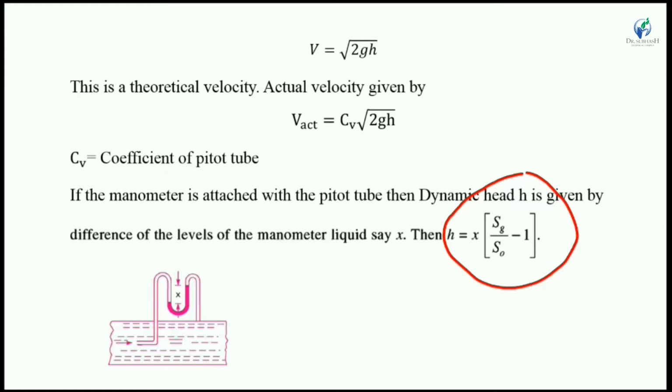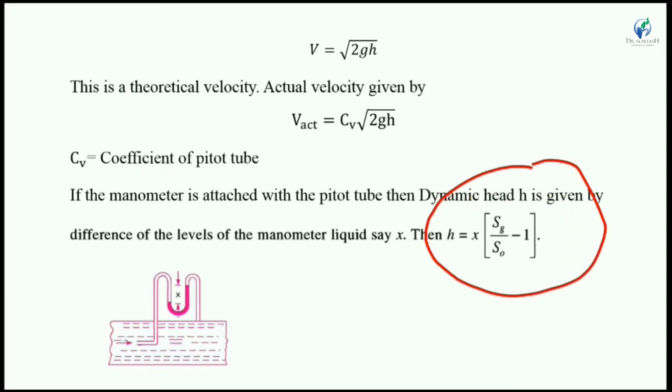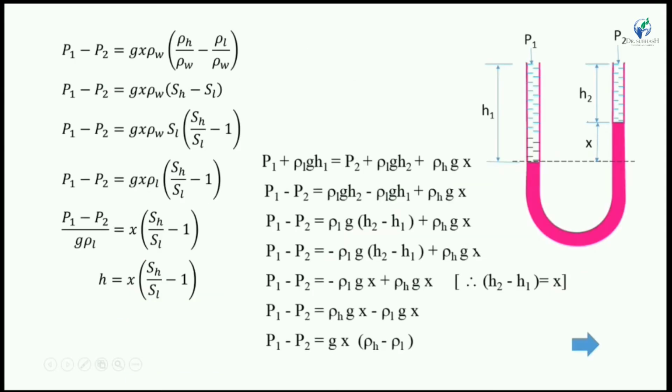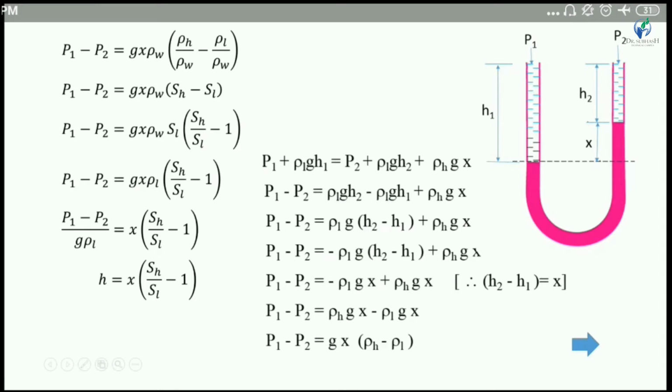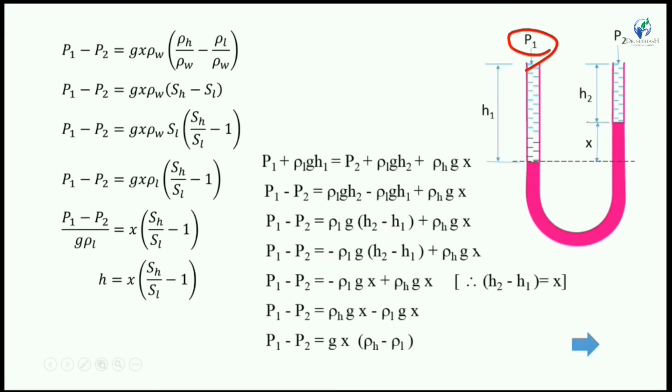Okay, now we discuss how this equation is obtained from the manometer column. The U-tube manometer is connected in this way as shown in the figure. The left limb of the manometer is connected to the stagnation pressure, and the right limb is connected to the static point pressure. P1 is the stagnation pressure and P2 is the static point pressure.